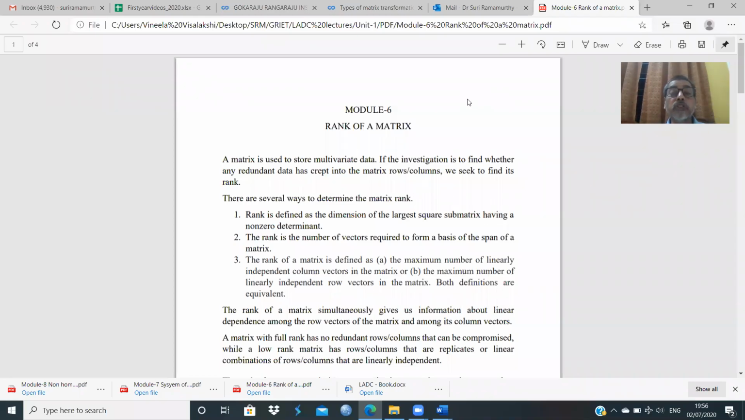Welcome to this lecture on rank of a matrix. A matrix is used to store multivariate data. If the investigation is to find whether any redundant data has crept into the matrix rows or columns, we seek to find its rank. There are different ways to determine the rank of a matrix, but the concept of rank itself requires a knowledge of linear transformations, which is beyond the scope of the current lecture.